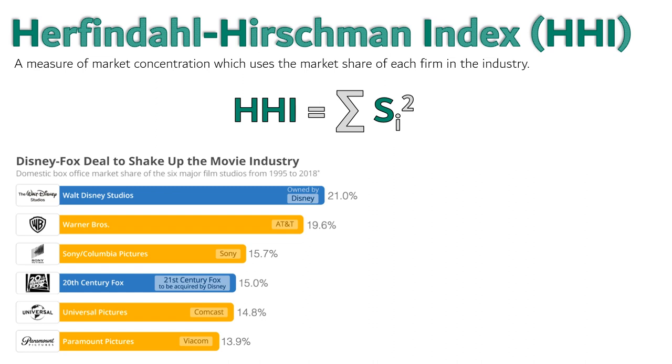19.6% of all tickets were sold for Warner Brothers movies, 15.7% were for Sony Pictures, which also owns Columbia, 15% were for Fox, 14.8% were for Universal movies, and 13.9% were for Paramount Pictures. With these numbers, we can calculate the HHI.